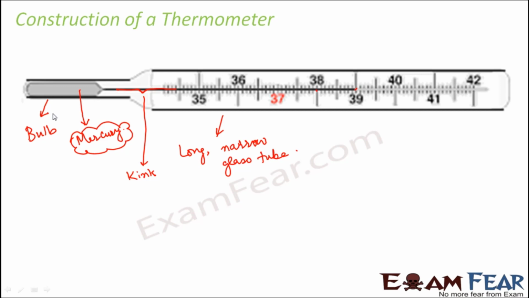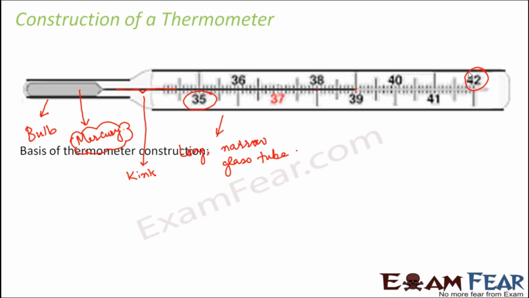So in order to prevent that scenario, the kink is present so that to whatever level the mercury has gone, it will remain there until and unless you physically jerk the thermometer to bring the mercury level down. So this is the basic construction of a clinical thermometer. And the scaling you have already seen, it starts from 35 and it is only up to 42 degrees Celsius.